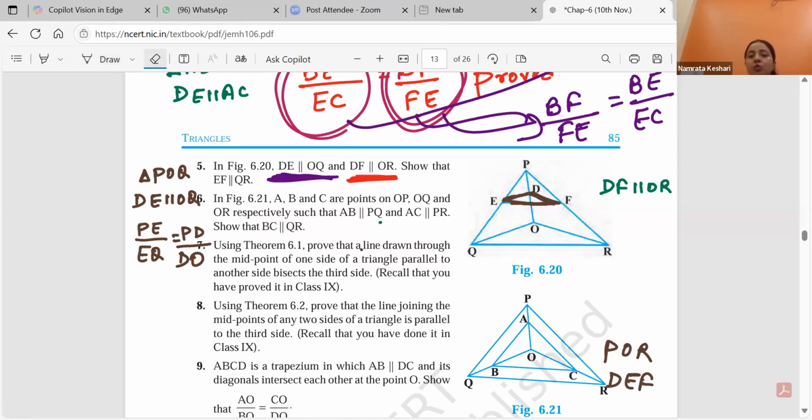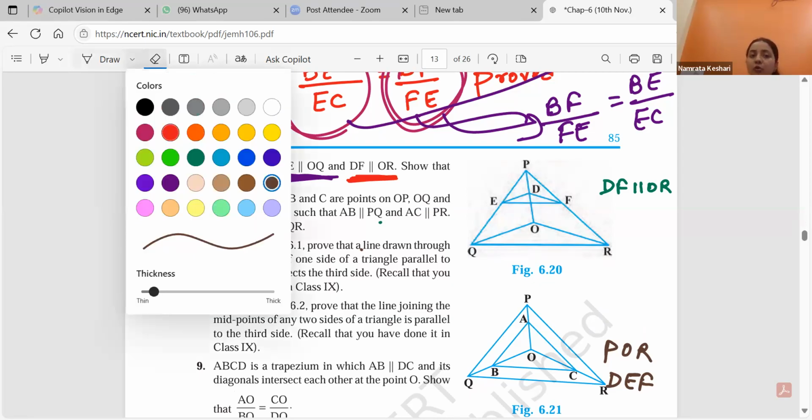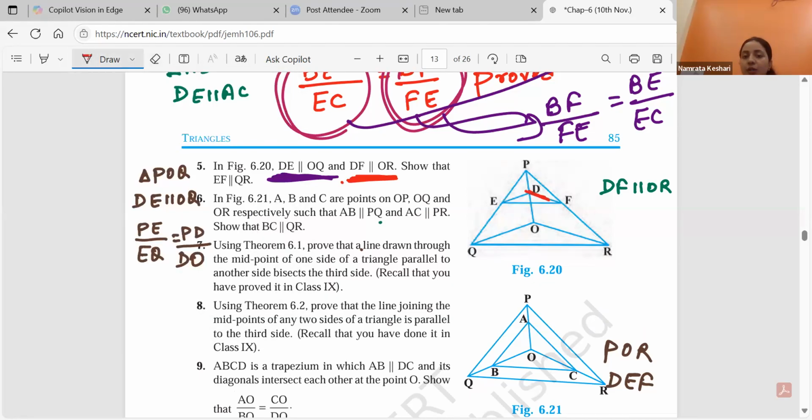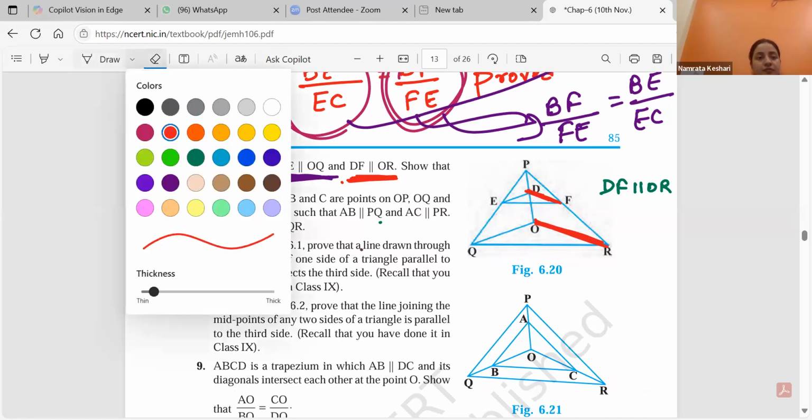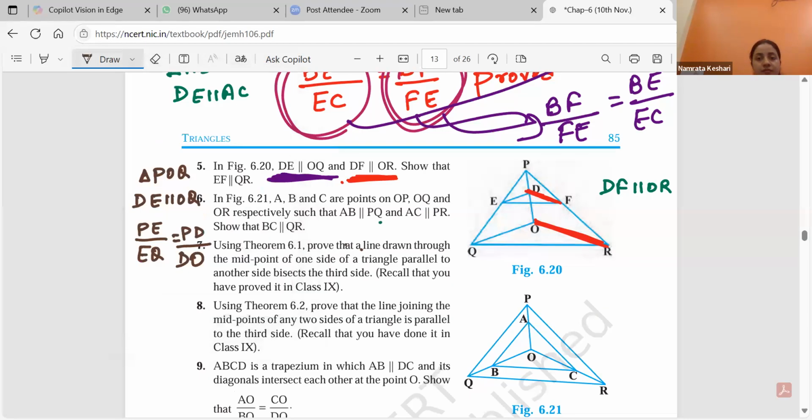Just name the triangle. It is given that DF is parallel to QR. Again, I'm going to highlight DF and QR, and again I will be asking you only which triangle to take on the basis of DF is parallel to QR. Triangle PQR. First, we'll be taking triangle PQR. Yes or no? Is it a triangle? Of course it is a triangle. Can you see that?